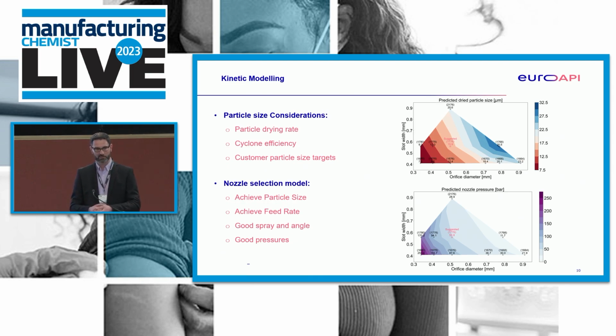Nozzle selection obviously is key to that. How do we achieve it? What feed rates do we need to achieve it? What spray angles? Does it give us a good pressure if we're using high pressure systems? So there's all these dependent, independent variables that we're playing around with to hit the right conditions in the drying system.